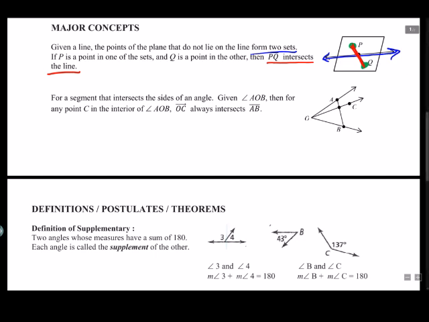We also have a segment that intersects the sides of an angle. So we've got A and B are where this segment intersects the sides of an angle. If we are given any point C that is in the interior of this angle, so we're going to choose a point C anywhere on the interior of the angle, we can say that ray OC, so starting here at O, which is the vertex, passing through C, always intersects that segment. And that is going to be a useful idea for us in this lesson as well.